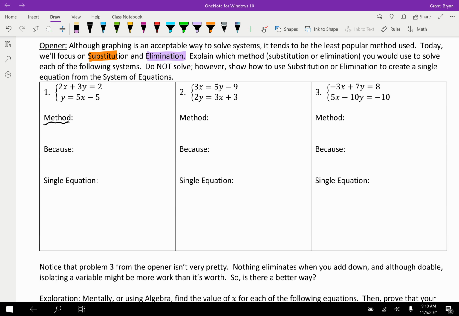All right, so for substitution, hopefully you remember that the key giveaway for substitution is usually that there's a variable by itself, or the variable is easy to get by itself. And here we might notice that y is equal to 5x minus 5. So as soon as I see that, I am absolutely thinking substitution, because a variable is isolated. It doesn't have to be y, but in this case, y is the one that's isolated.